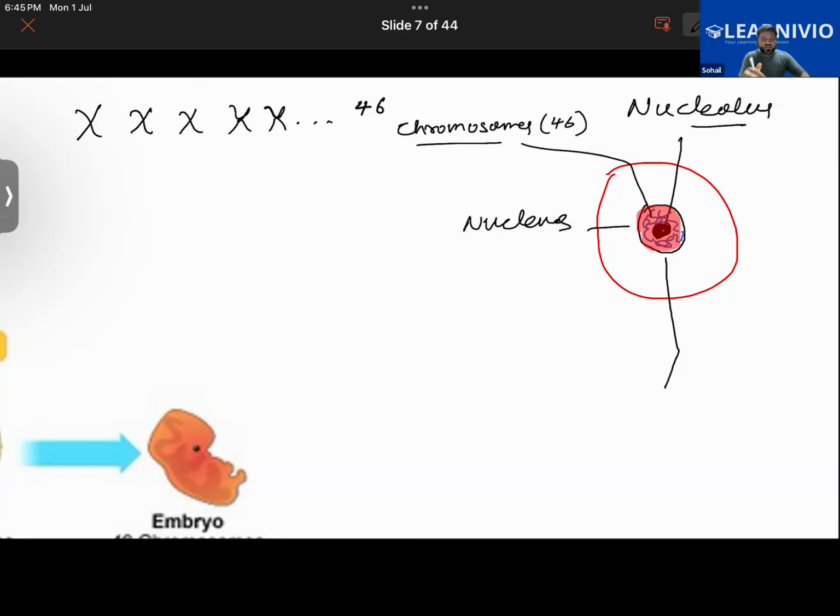Keep that in mind. Like the cells in my skin, cells in my muscles, all the cells apart from the sperm and the ovum cells in a human body have got 46 chromosomes. This thread-like structure that you are seeing, or you can say they are in 23 pairs. Same thing, right? Is that clear to everyone so far?